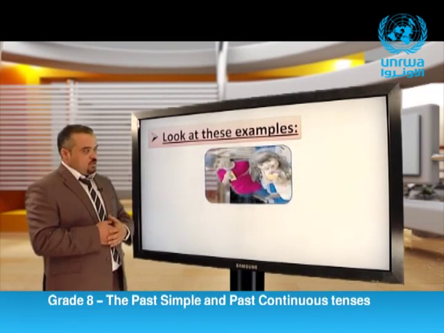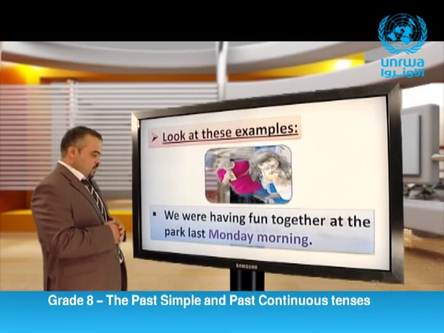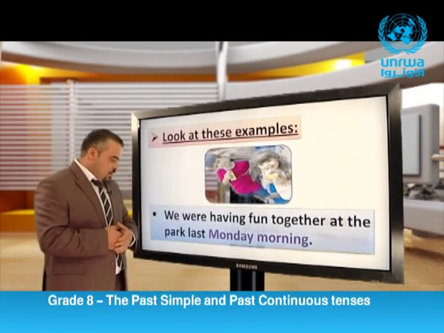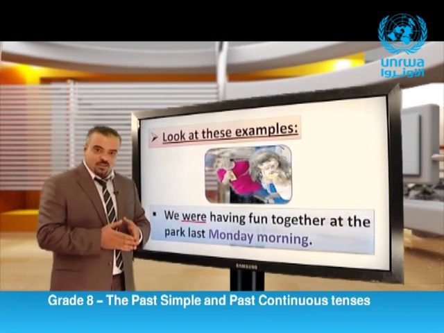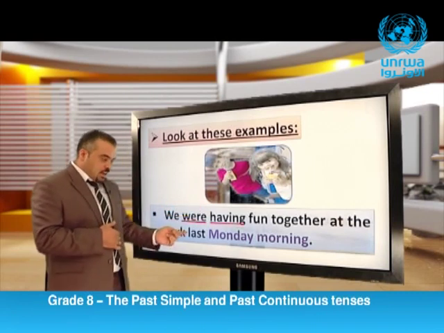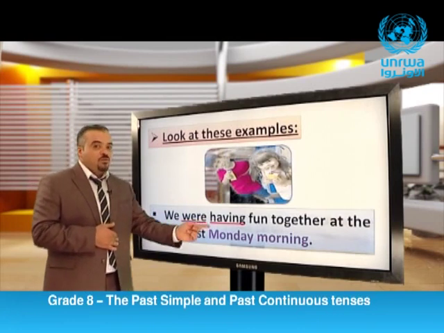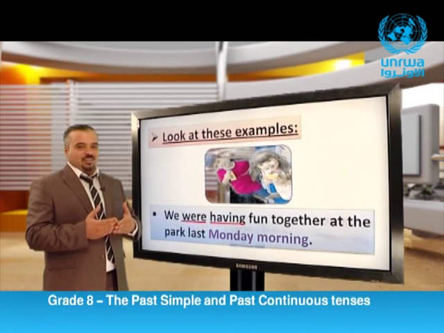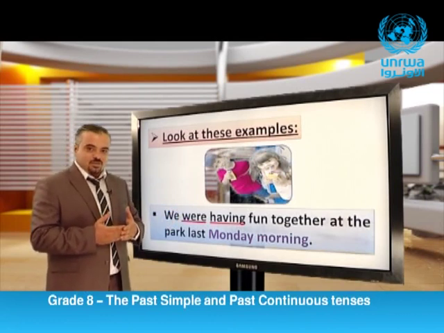The next one. Look at the picture. We have a brother and a sister. Look at the sentence. We were having fun together at the park last Monday morning. Were having. Past continuous tense.